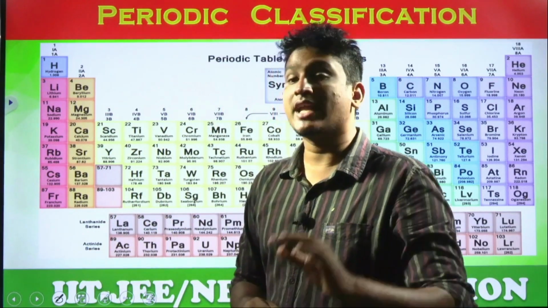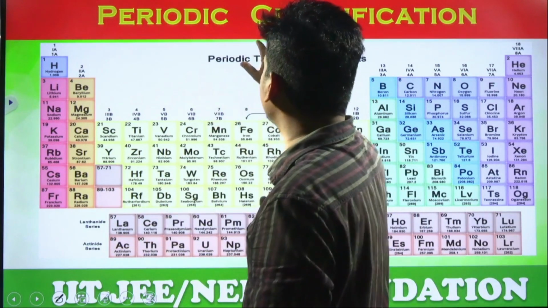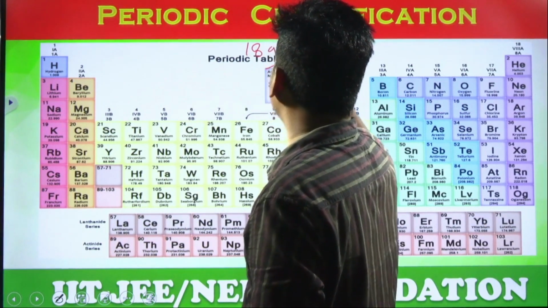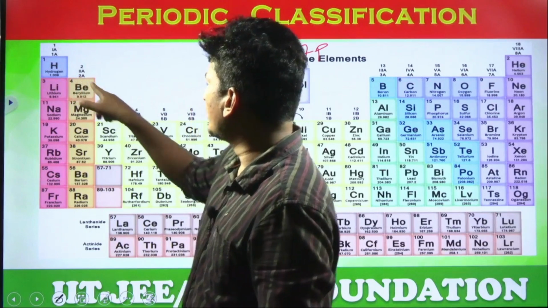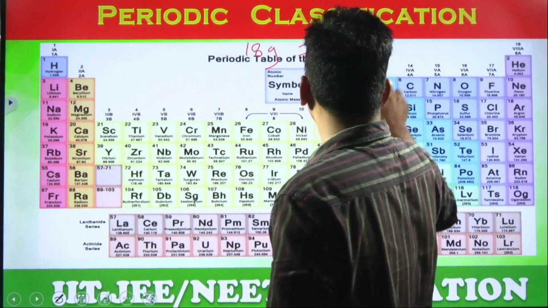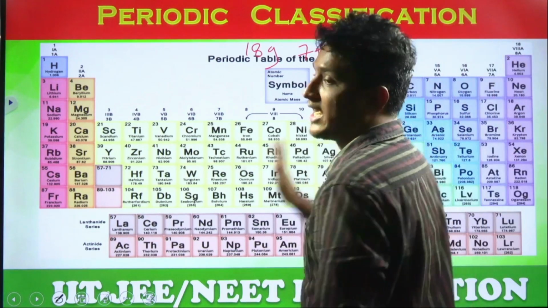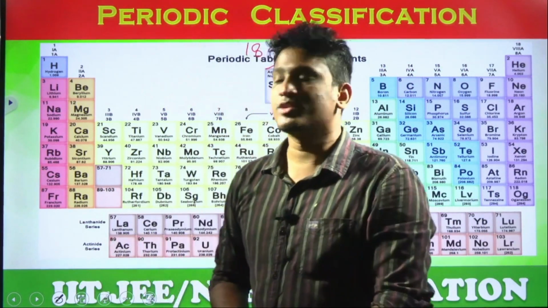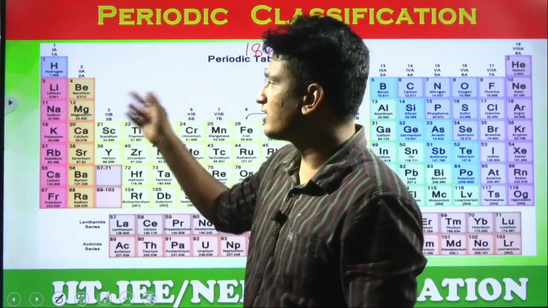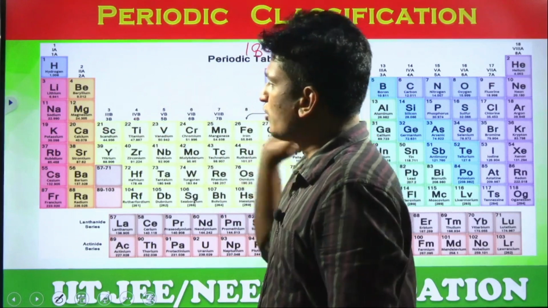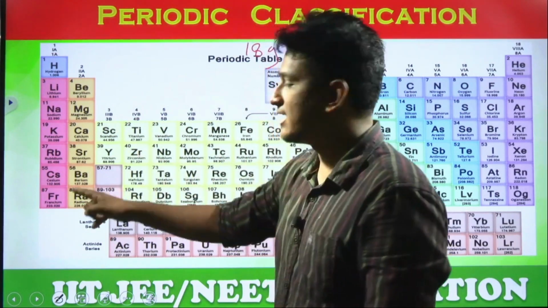See, this periodic table is classified into groups and periods. How many groups? In this periodic table, a total of 18 groups are there, students. And how many periods? 7 periods are there. Let's count. 1, 2, 3, 4, 5, 6, 7, 8, 9, 10, 11, 12, 13, 14, 15, 16, 17, 18. 18 groups are there. Vertical columns are called groups. Horizontal rows are called periods. Let's count the periods. 1, 2, 3, 4, 5, 6 and 7.